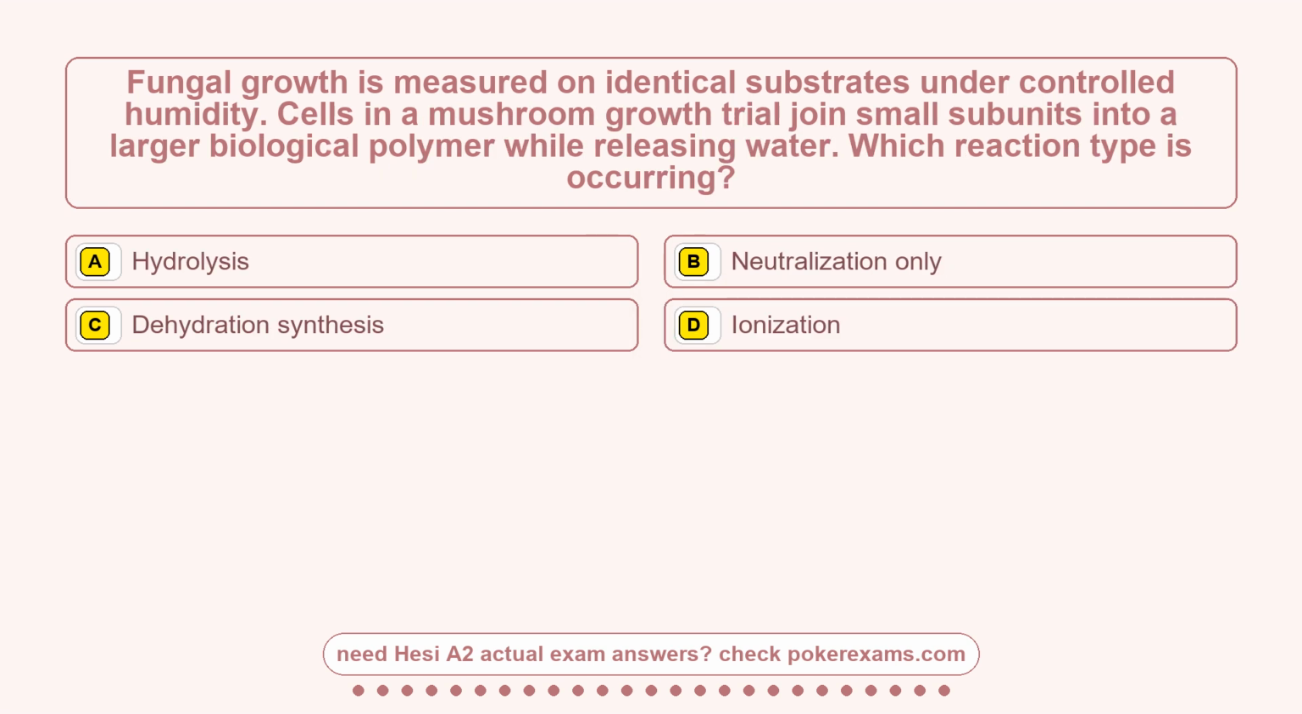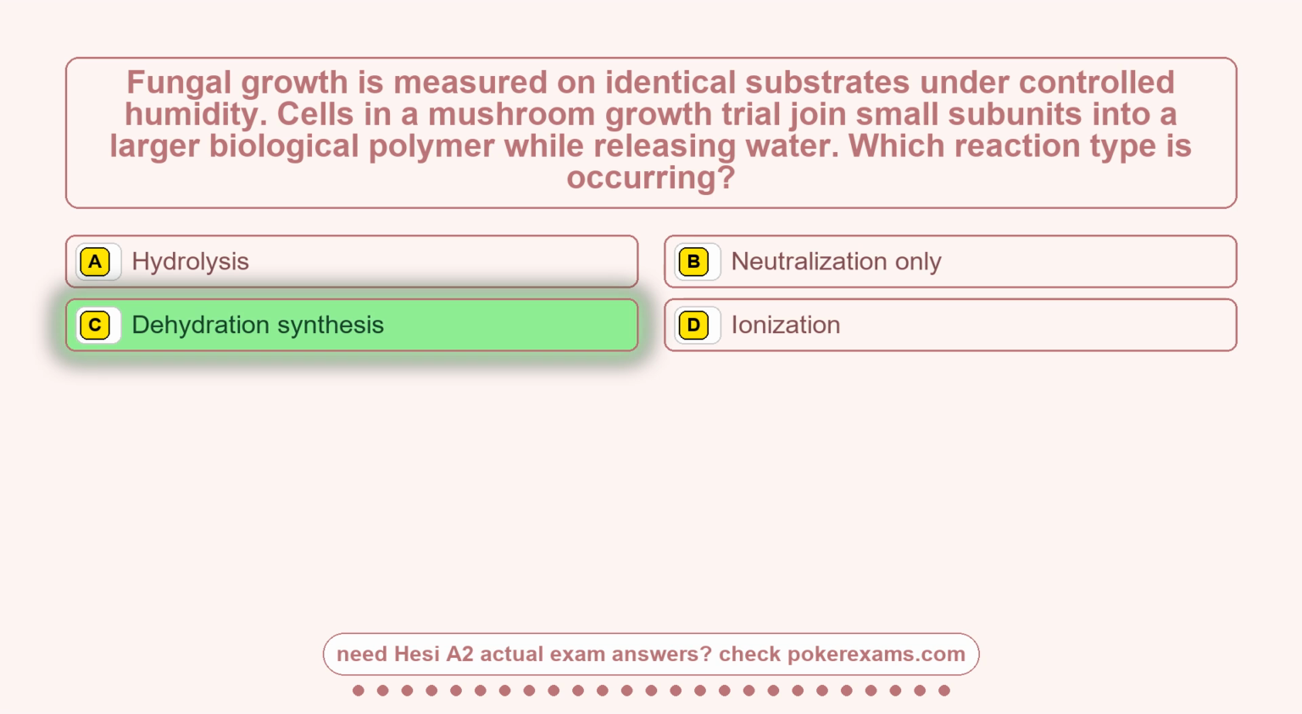Question 5. Fungal growth is measured on identical substrates under controlled humidity. Cells in a mushroom growth trial join small subunits into a larger biological polymer while releasing water. Which reaction type is occurring? Option A. Hydrolysis. Option B. Neutralization only. Option C. Dehydration synthesis. Option D. Ionization. The correct answer is Option C.